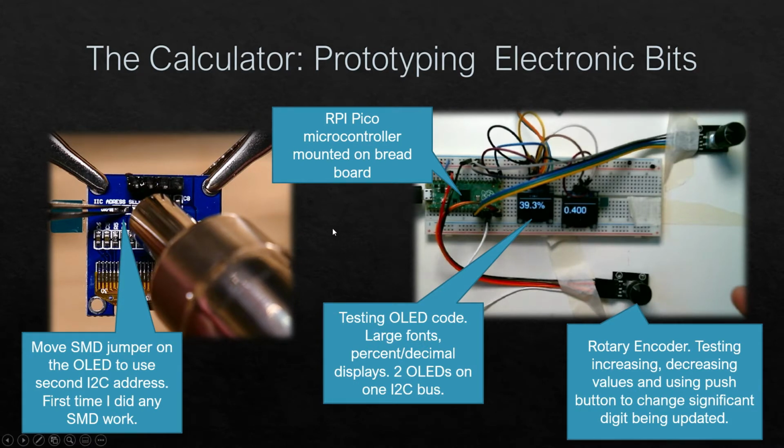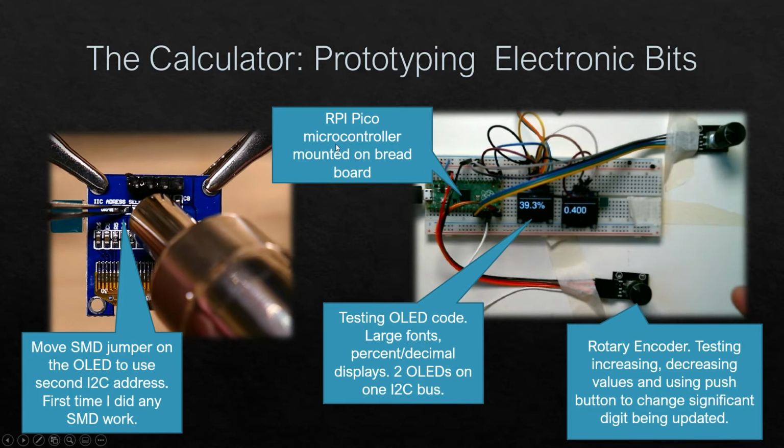When building this, I had some new challenges. I'd never done any surface mount device or SMD work. In this case, the only thing I had to do was move a jumper for the address selector on some of the OLEDs. So I had to work out how to heat up the jumper, which is just a small resistor, and use some tweezers to move it from one location to the other to get the alternative address selected.